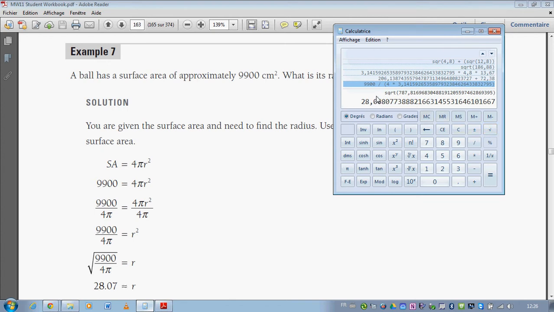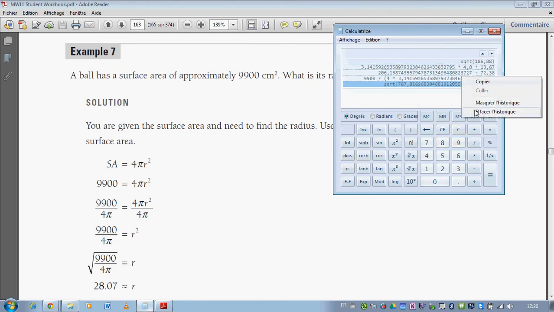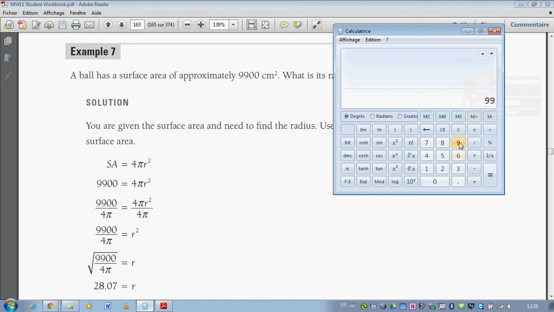Now it's really important that you do tell your calculator that this is 9,900 divided by the product of 4 pi. So make sure that in your calculator you're not doing the following. So take a look at this. Don't do 9,900 divided by 4 times pi. And then you get a really weird value that when you square root it, gives you 88.18, which is not the right answer. So your calculator does need the brackets.